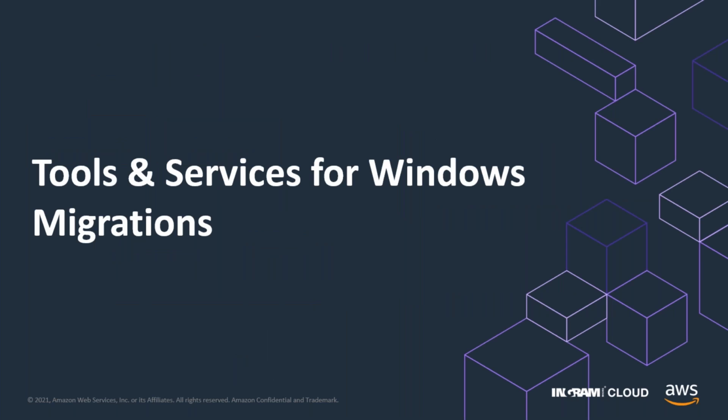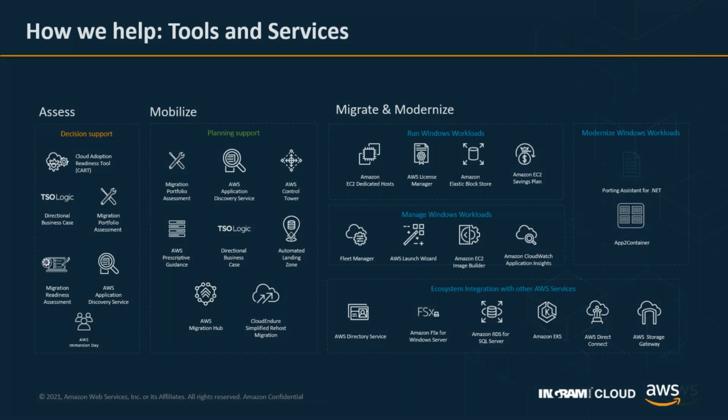So what tools are people using to migrate their Windows workloads into AWS? There's a lot of information on this slide. We'll start on the left-hand side. From the assess point of view, you've got the Cloud Adoption Readiness tool, which helps you understand whether you're ready to move. The Migration Portfolio Assessment is something that we see our customers use a lot, just to get an understanding of exactly what you've got and what that would look like.